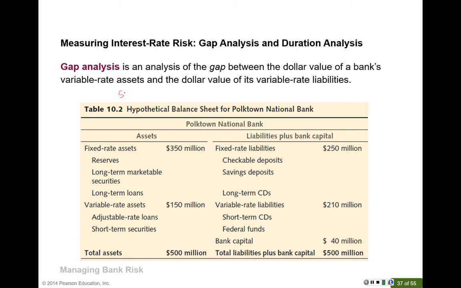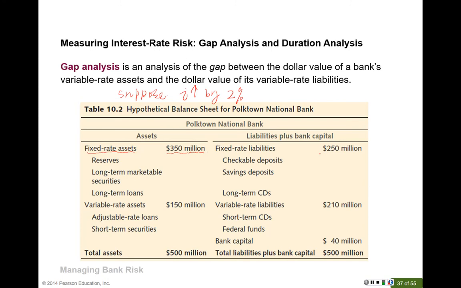Suppose we use the example below. The interest rate in the market increased by 2%. So how could this affect the bank profit? First, look at the fixed rate asset. Fixed rate asset means no matter what happens to the interest rate in the market, the rate charged on those assets keeps the same. So the increase in the interest rate in the market will not affect the revenue generated by the fixed rate asset.